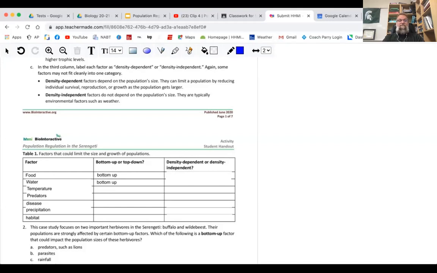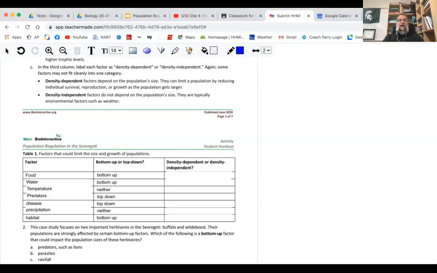Temperature is one of those that we would say neither. It's not a factor that is going to affect the population size directly. Predators, that is more of a top down. Disease, this one sometimes throws people a little bit, but disease really is more of a top down approach. The virus or the bacteria is acting almost as a predator or a parasite on the organism, and thus it's causing the death of the organism, which is more of a top down approach. Precipitation, I would say, is neither, and habitat, availability of habitat is more of a bottom up type effect.